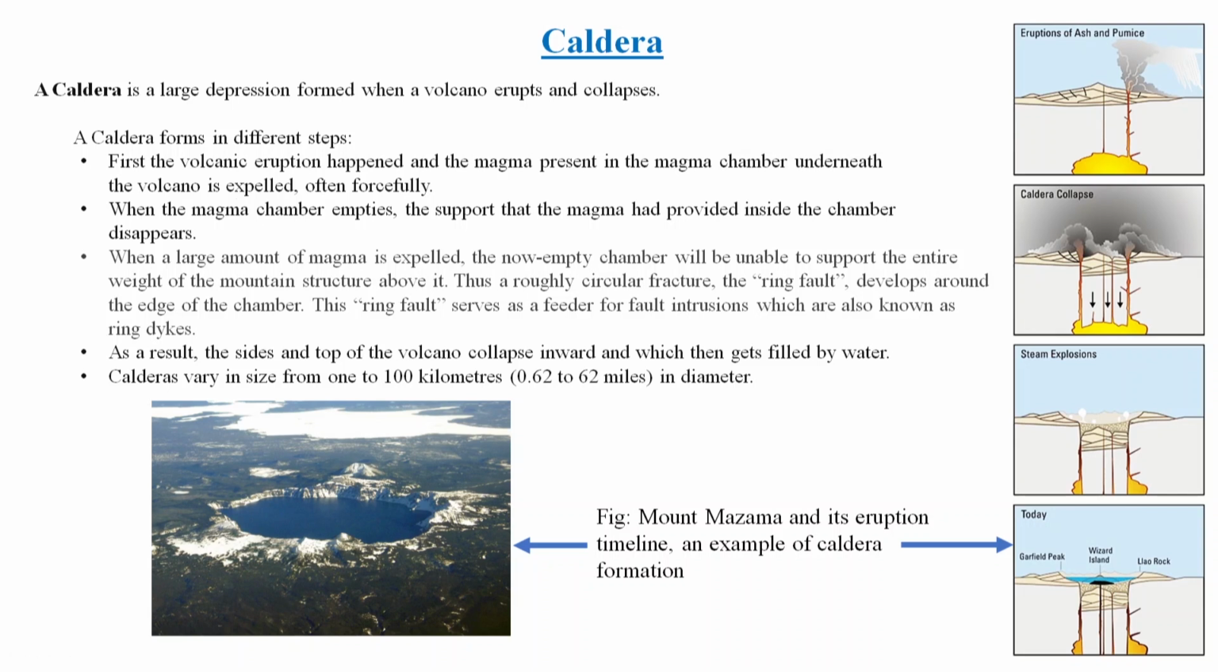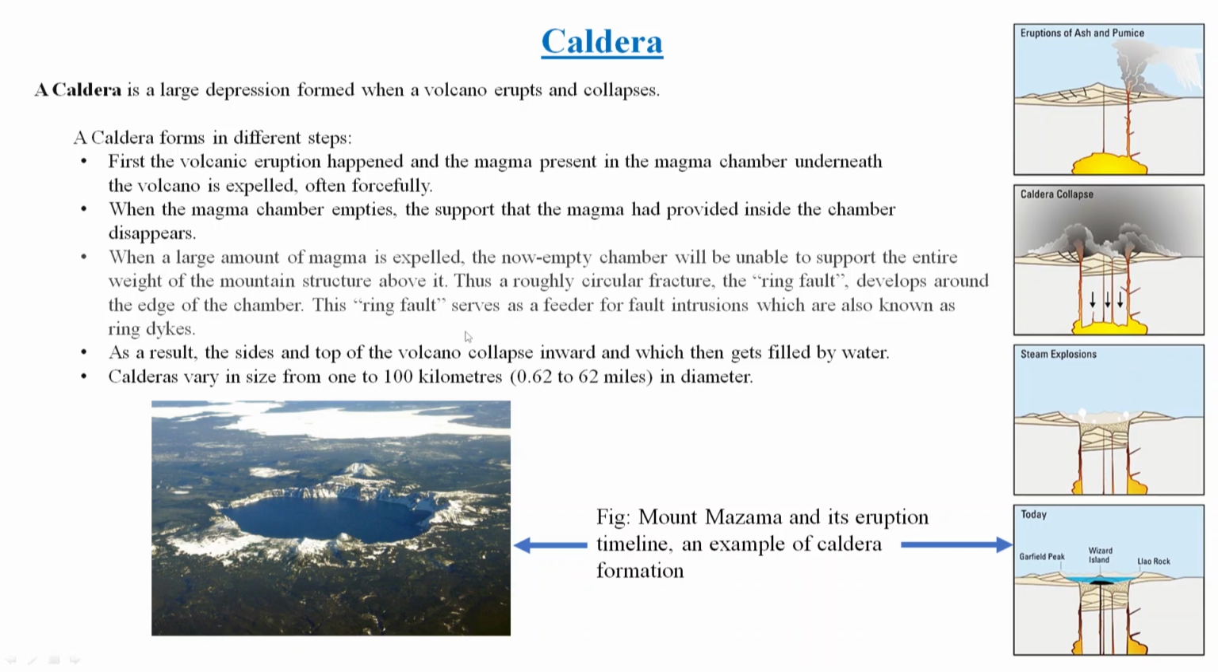First, the volcanic eruption happens and magma present in the magma chamber underneath the volcano is expelled, often forcefully. Now look at the sequence of these diagrams where you have eruptions of ash and pumice on the surface of the earth, and this magma chamber sitting beneath the earth. So when the magma chamber empties, the support that the magma had provided earlier inside the chamber disappears. So there is a depletion of the magma chamber; you are not getting the continuous support of the fluid, or the supply is somehow terminated.